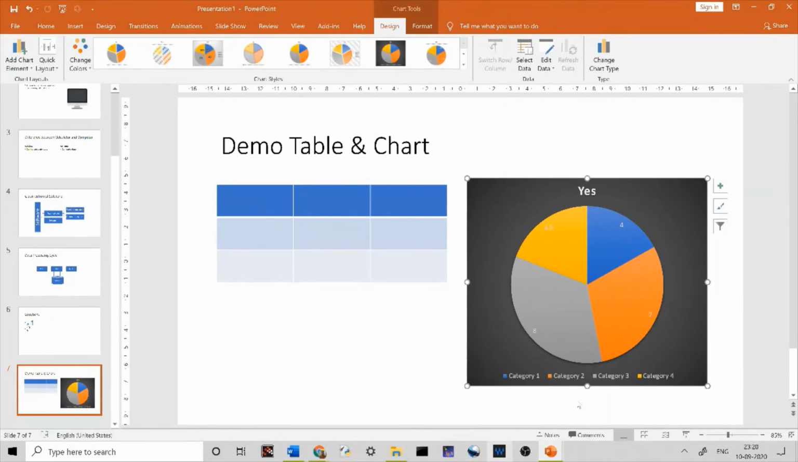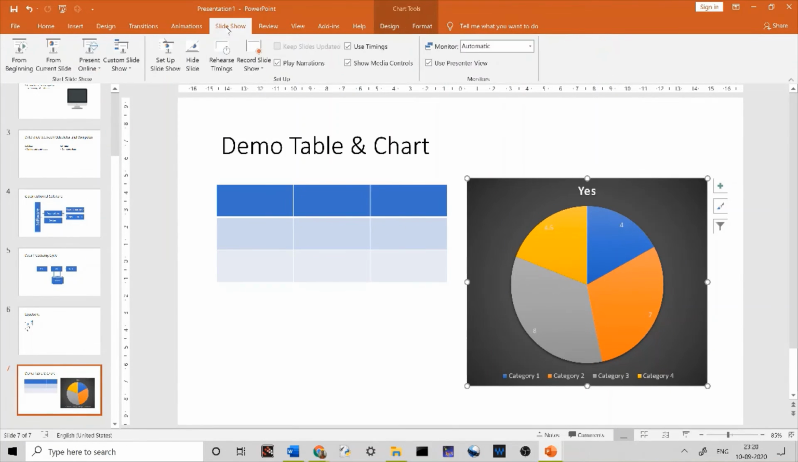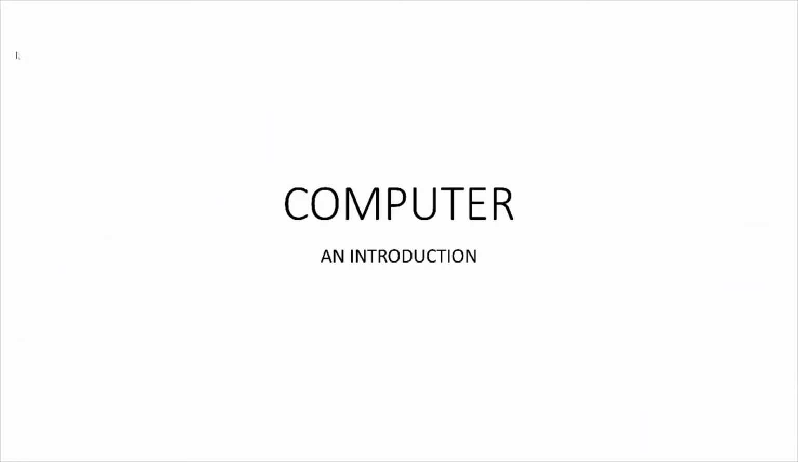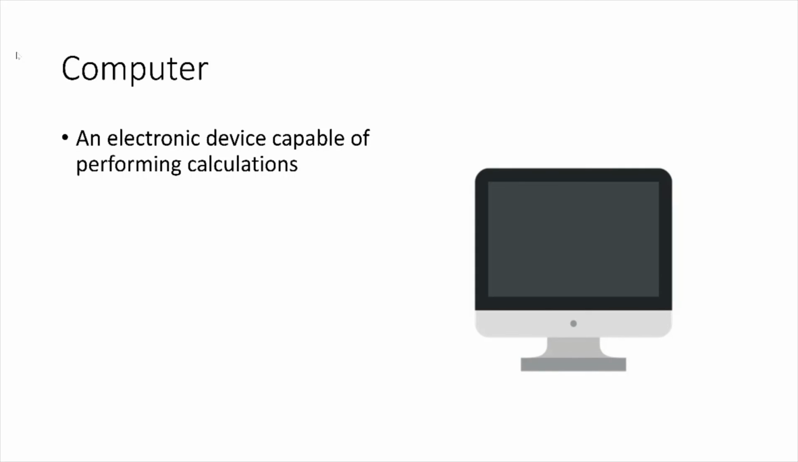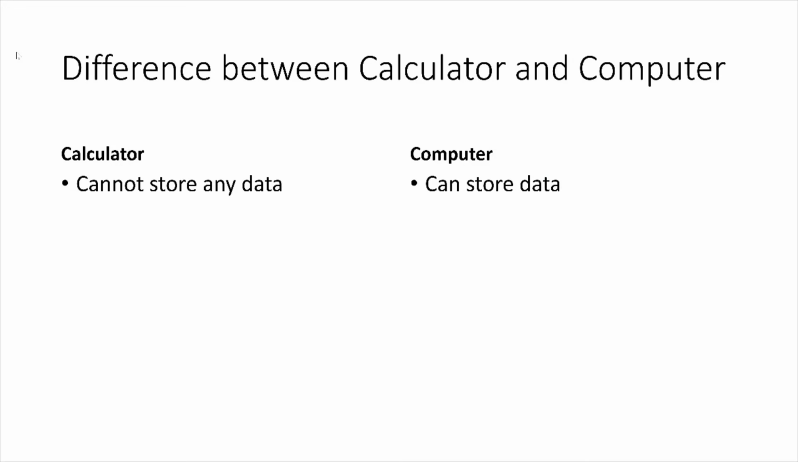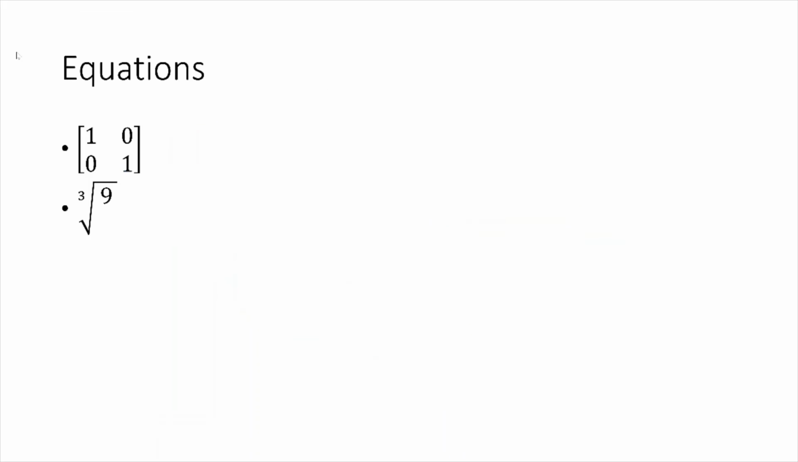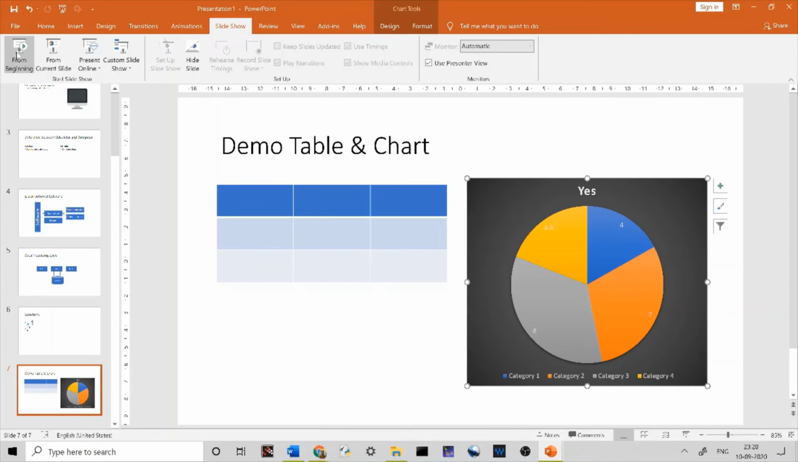So let us see how our presentation looks like. Here you can go for slideshow from beginning, or even you can use the F5 key. So computer and introduction. This is the first slide, second slide, third, and so on, whatever we have. Now, we always prefer colorful presentations, but I showed you only black and white presentations. So let me see how to make it colorful.